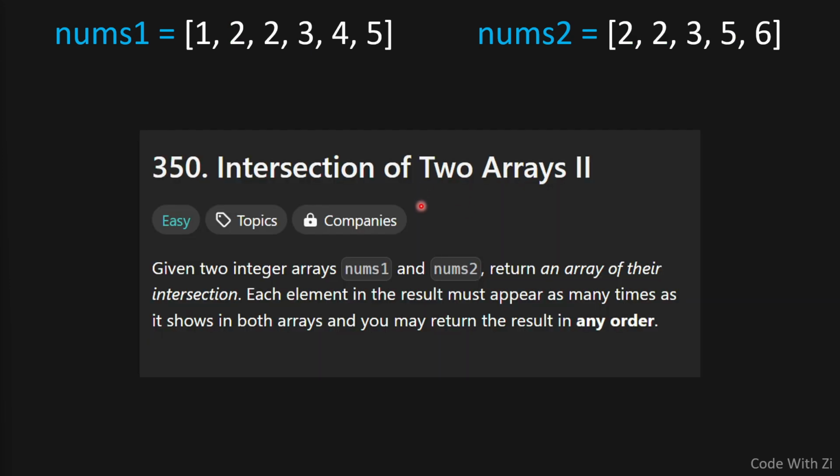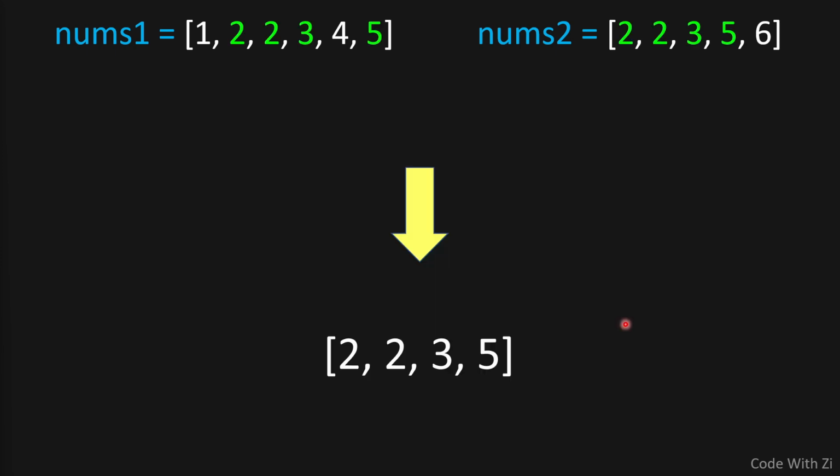Now, why are we finding these common numbers? Well, because that's what LeetCode 350, Intersection of Two Arrays II, is asking us to do. It says, given two integer arrays called nums1 and nums2, return an array of their intersection. Each element in the result must appear as many times as it shows in both arrays, and you may return the result in any order. So what this basically means is that, for example, because we have two occurrences of the number 2, we also must have two occurrences of the number 2 in the array that we return at the end.